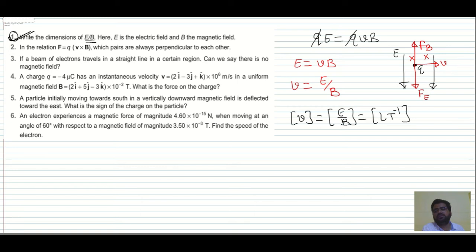So for the first one, LT minus 1. In the relation F is equal to Q V bar cross B bar, which pairs are always perpendicular to each other? F is always perpendicular to V bar cross B bar. That is what I told, right?